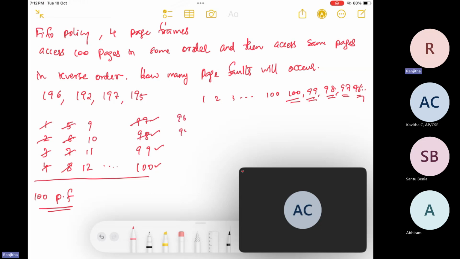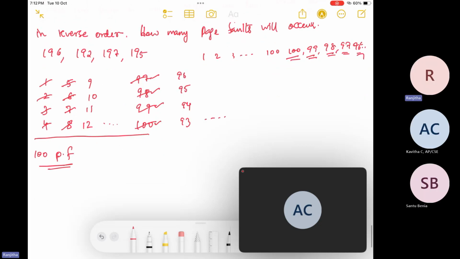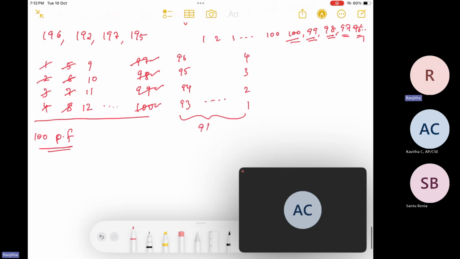96, 95, 94, 93. It will go on until 4, 3, 2, 1. So from here to here, we have another 96 page faults. So the total page faults will be 100 plus 96, which is 196. That's the answer to this question.